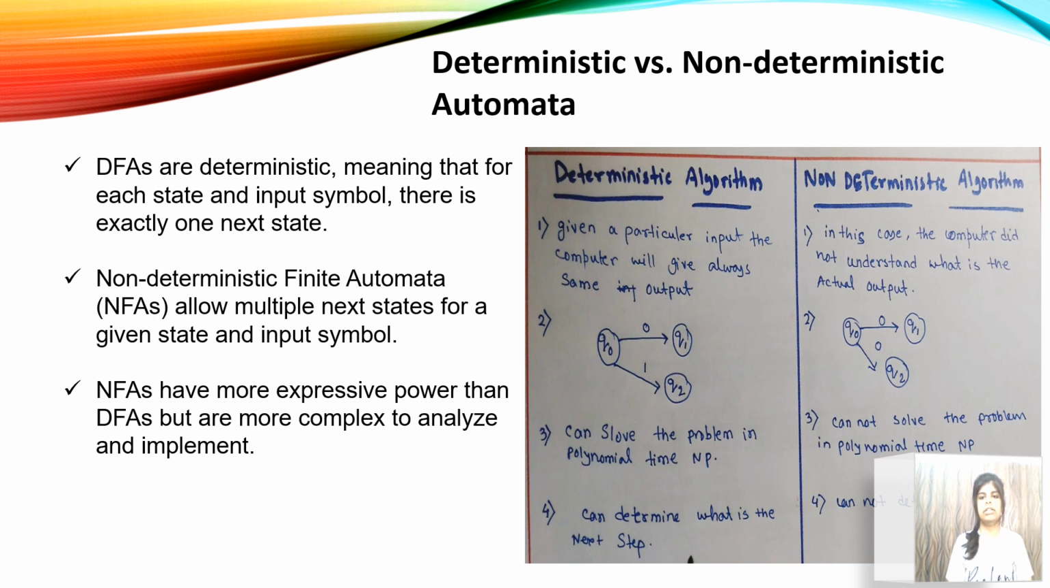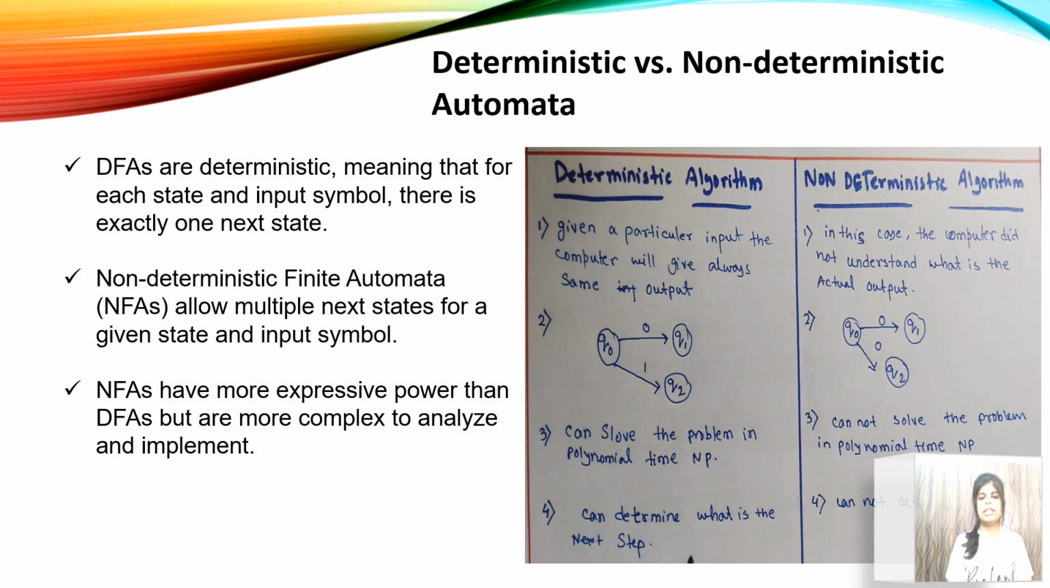Deterministic versus non-deterministic. DFAs are deterministic, meaning that for each state and input symbol, there is exactly one next state. Non-deterministic finite automata allow multiple next states for a given state and input symbol. NFAs have more expressive power than DFAs, but are more complex to analyze and implement.